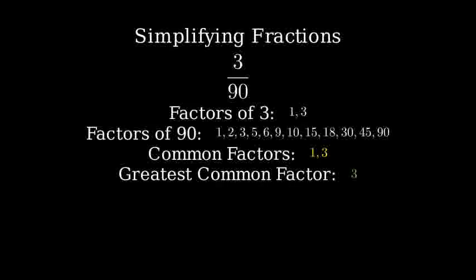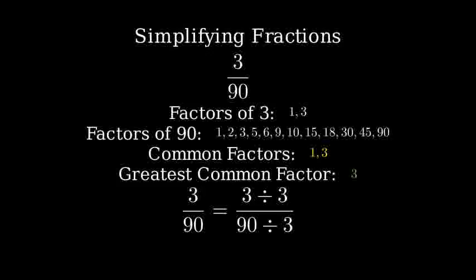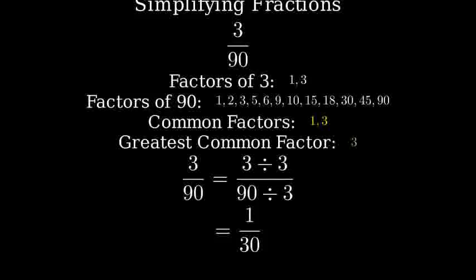Now that we have the greatest common factor, we can simplify our fraction. We divide both the numerator and denominator by 3. 3 divided by 3 is 1, and 90 divided by 3 is 30.